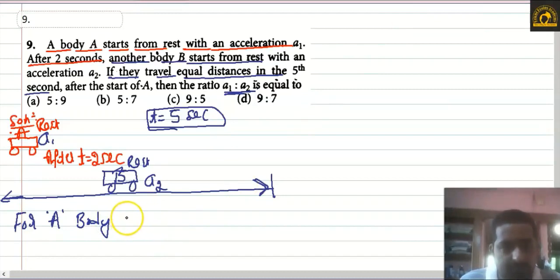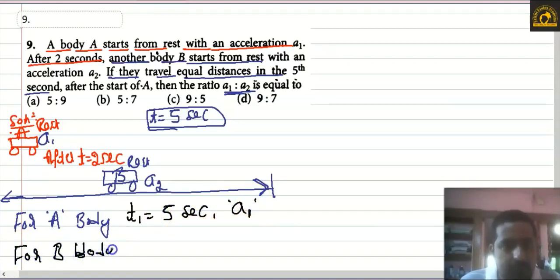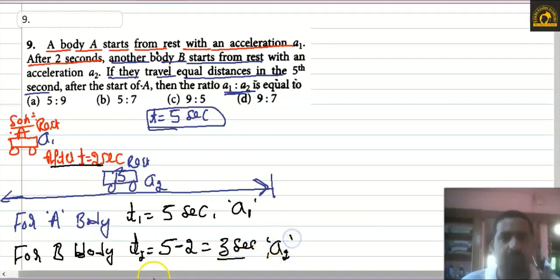The time taken for body A, t1, is the total time of 5 seconds, moving with acceleration a1. For body B, the time is, after 2 seconds, the total time being 5 seconds, 5 minus 2, that is equal to 3 seconds, moving with acceleration a2.